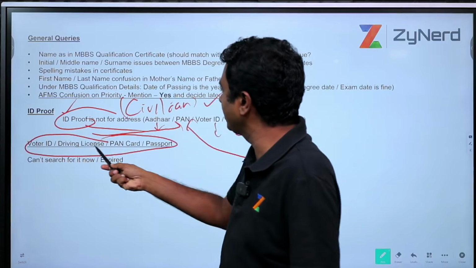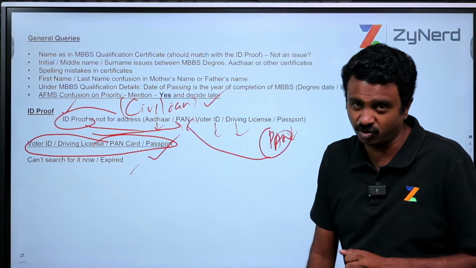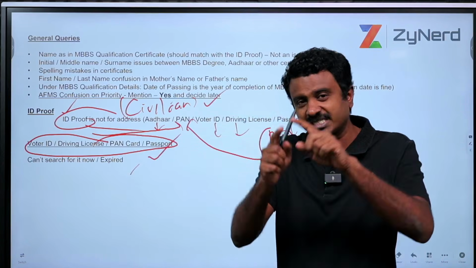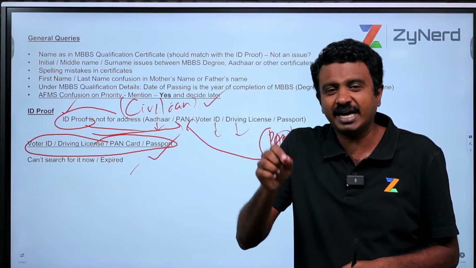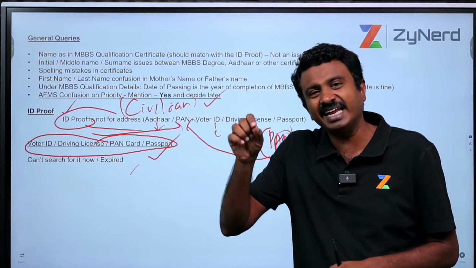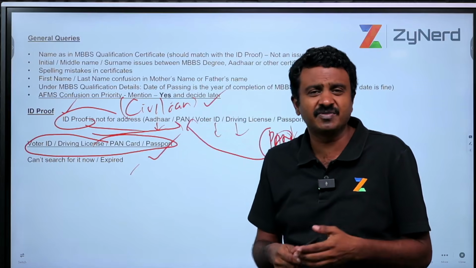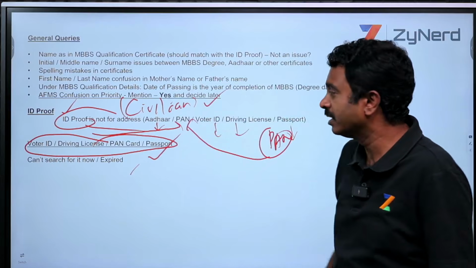Voter ID, driving license, PAN card, passport are asked for during the application form. In that screen, you will be asked to say, yes, I have all these, and then enter the numbers and then the expiry dates if it is a driving license or passport, correct?